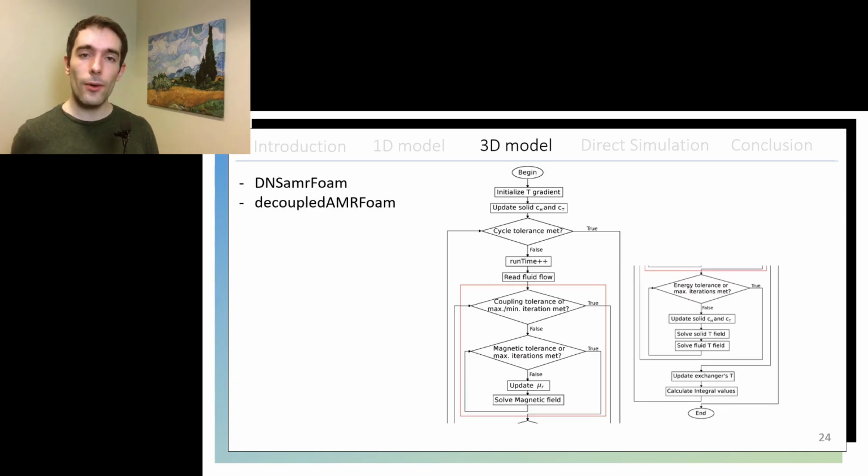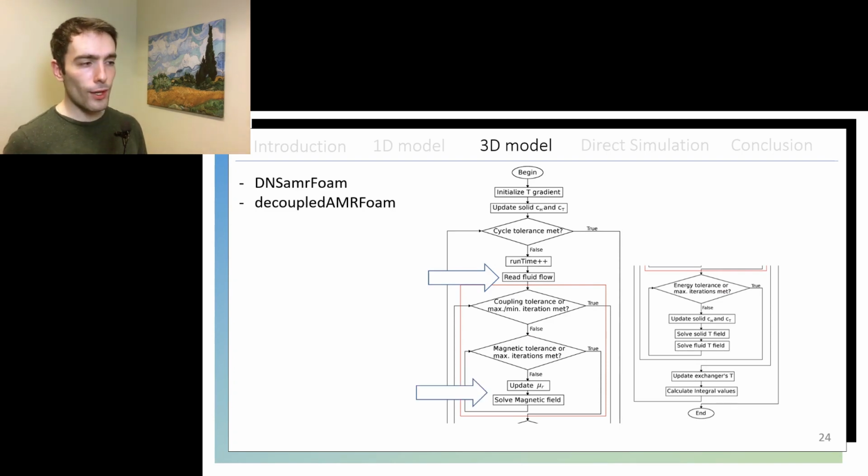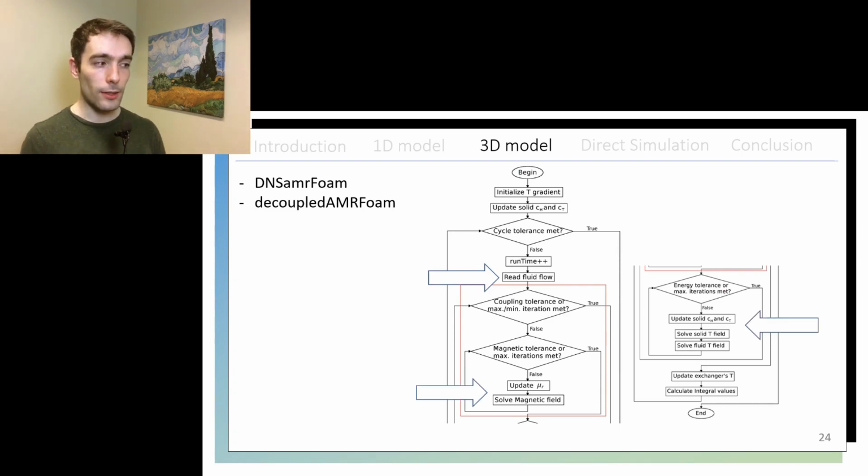So after I show you how we can accurately calculate the different physical phenomena in the regenerator, I show you the flowchart which would calculate the thermodynamic cycle of the regenerator. We would start every time step by reading the fluid flow from a file, and that would be because we have proved that the fluid velocity field could be decoupled from the thermal field. And then we would get into a loop that would calculate the magnetic field and the temperature fields of the solid and fluid domains in a coupled manner, and that would be for the code named DNS AMR foam.